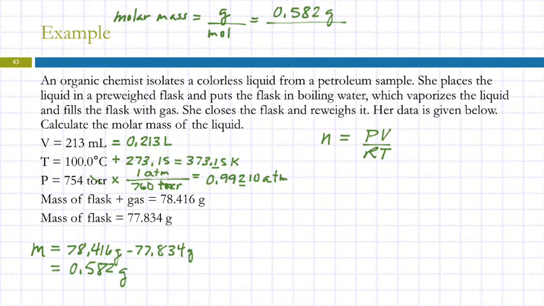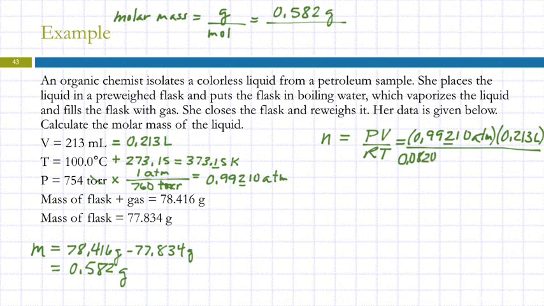So now I have what I need to calculate the number of moles. The pressure is 0.99210 atmospheres. The volume is 0.213 liters. Ideal gas constant, 0.08206 liter atmospheres per mole Kelvin. I know it's tempting to leave those units out. Don't do it. And temperature, 373.15 Kelvin.